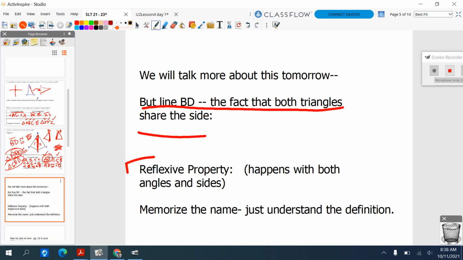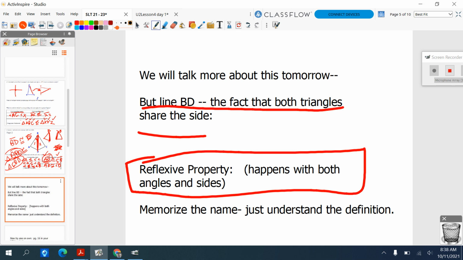It's called the reflexive property, and it happens with both angles and sides. We're going to talk again more about this, but you're going to learn these theorems, these properties, these postulates, these names of things. It's really, really important because you're going to start doing these things called proofs. You actually have to memorize the names of them. When you see it, you have to be like, oh, that's the reflexive property. We don't have to memorize everything, but you don't have to memorize the exact dictionary definition.